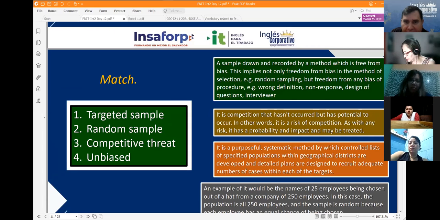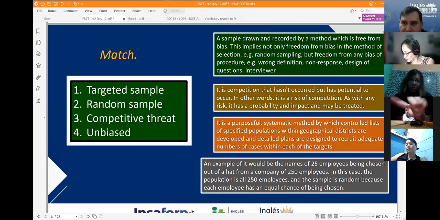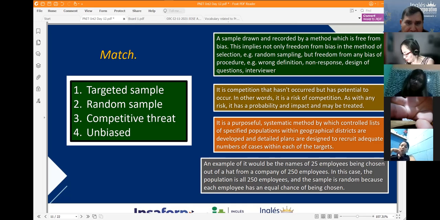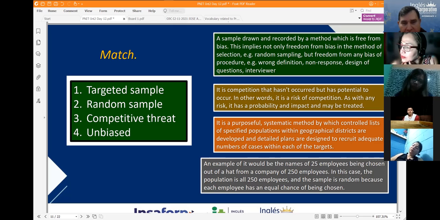Let's look at the first item. A sample drawn and recorded by a method which is free from bias. This implies not only freedom from bias in the method of selection, for example, random sampling, but freedom from any bias of procedure. Example: wrong definition, non-response, design of questions, an interviewer.